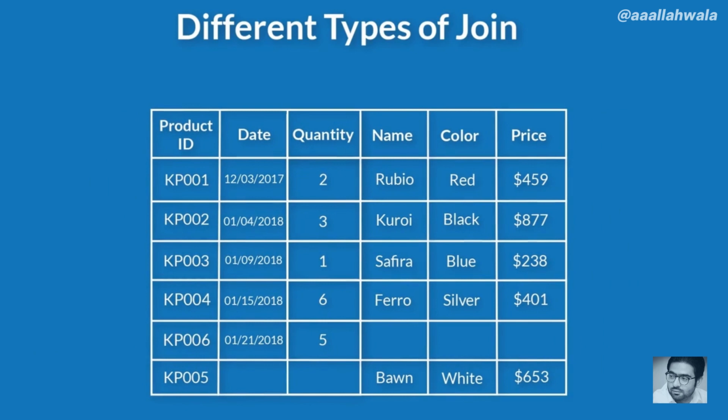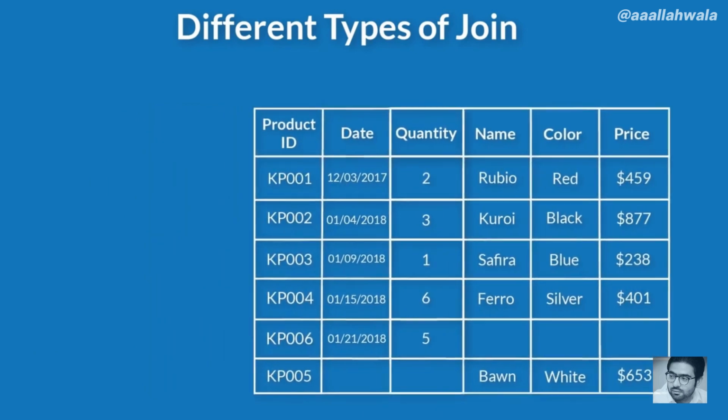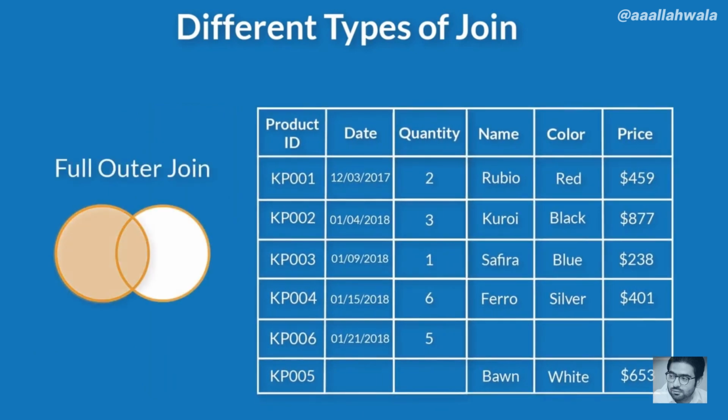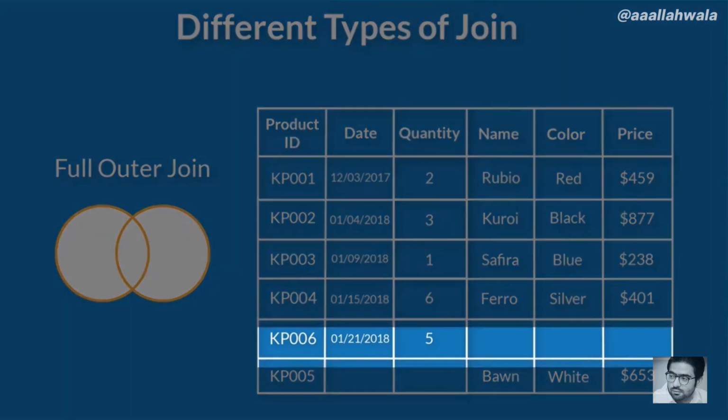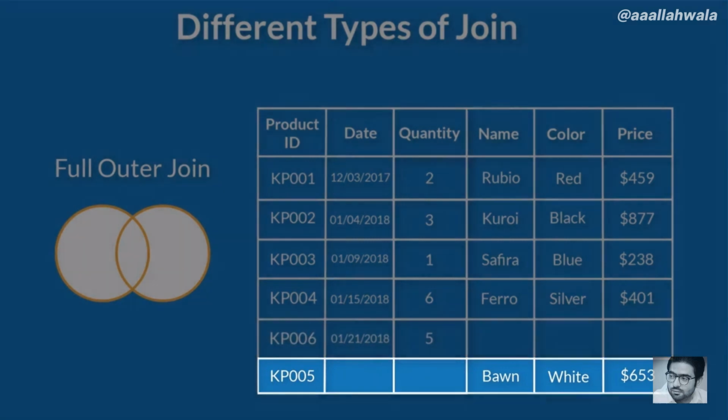First, we'll look at a full outer join. This includes all data from both of our original tables. As we can see, this table includes all the product IDs from both tables, but creates some null values where a product ID appears in only one of the tables.